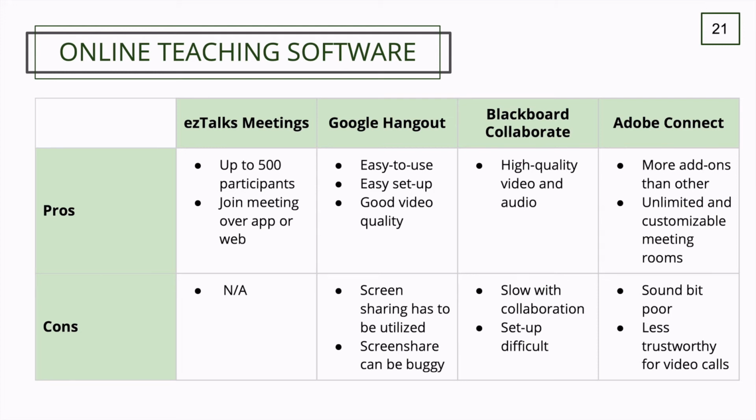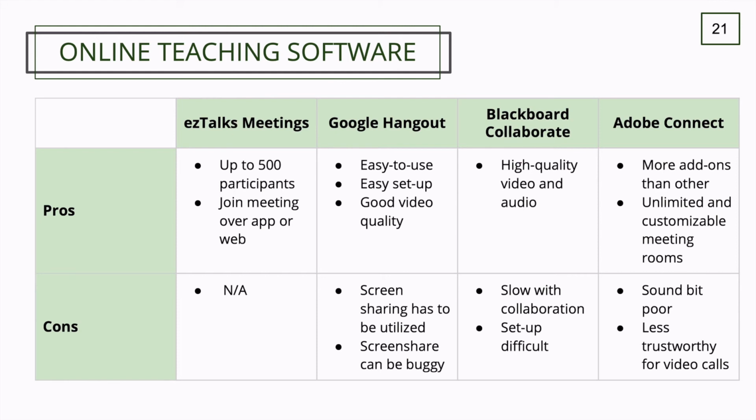So like I said, STalks Meetings has a lot of pros and no cons, like you can see. And yeah, you can talk up to 500 participants, so you can make really big classes with it, and you can meet over the app. And Google Hangout is easy to use, easy to set up, good video quality, but the screen sharing could be better, and the screen share has a lot of bugs. Well, it's free to use, so if you don't want to waste any money, choose that one.